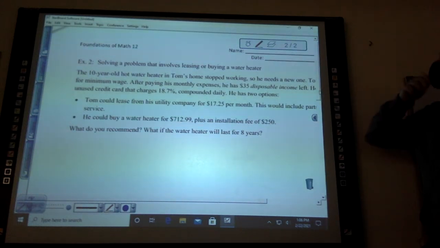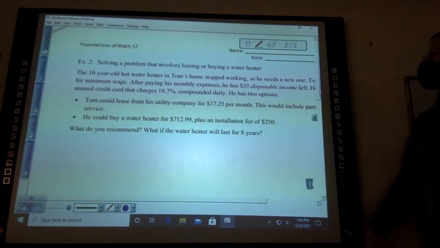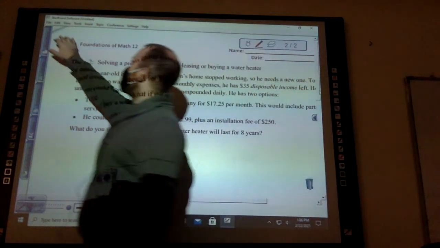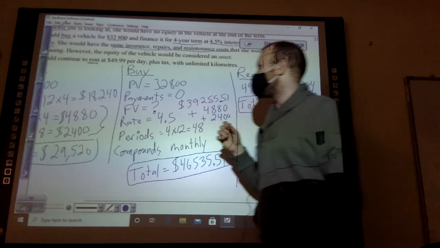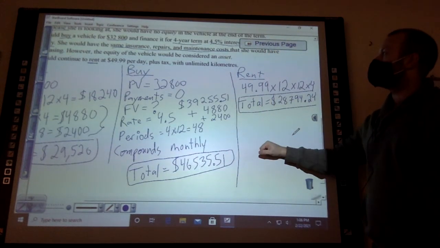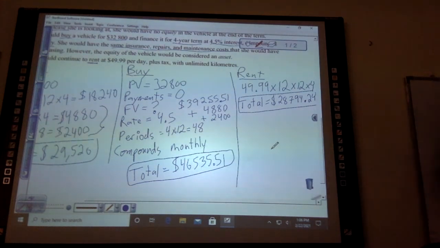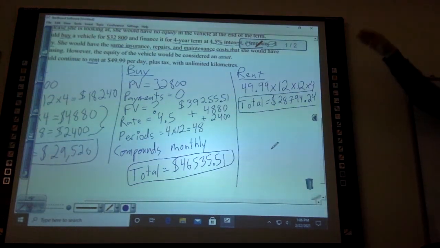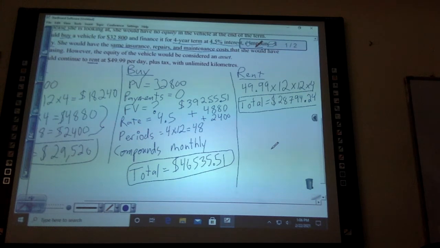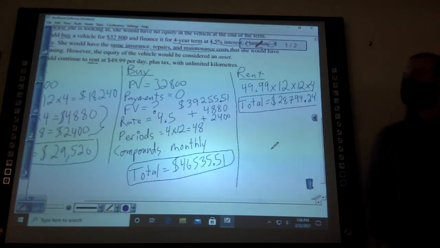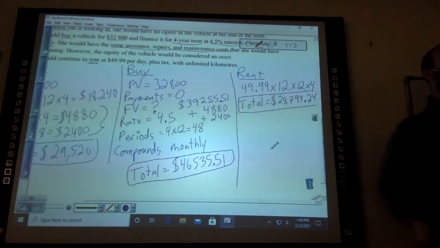These ones basically do the same thing. This one has an installation fee that you'd need to pay. There's one thing that I would want you to consider with something like this. If I told you that instead of doing this for 4 years, you wanted to use the car for 10 years, which of these options do you think would become a better option?